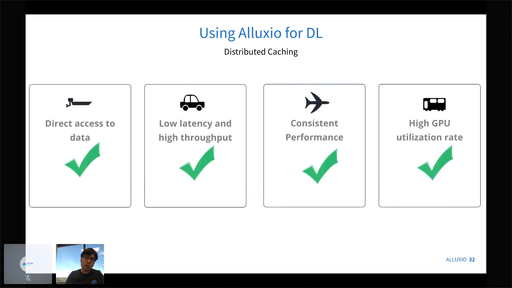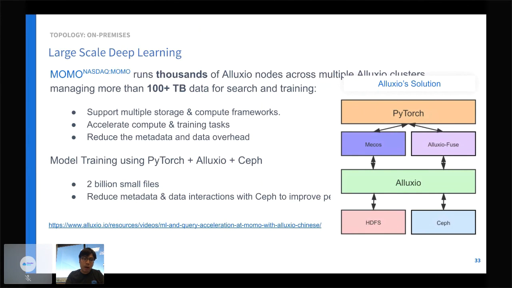and high GPU utilization. And this is how one of our open source users called Momo is running thousands of Alluxio nodes across their cluster, and they want to speed up their data access for the training to access data on HDFS and Ceph. In this case, they have 2 billion small files, and they reduce the metadata interaction with Ceph by, I think we have more data shown in this link.